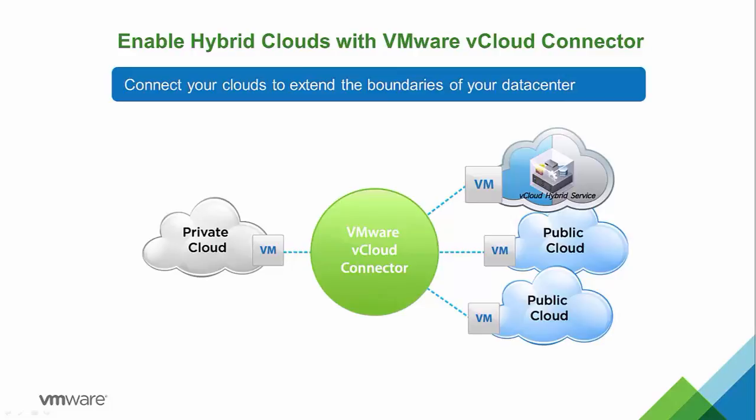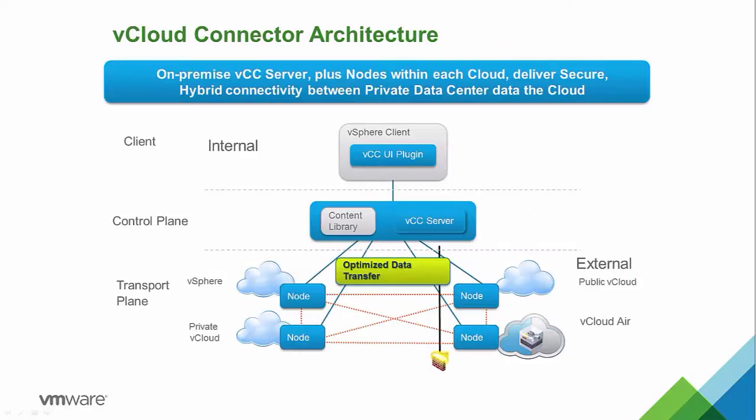With vCloud Air being built on the same trusted vSphere platform as your on-premise data center, workloads, applications, and virtual machines can be moved with minimum of fuss and minimum of configuration. Okay, so let's take a look at the vCloud Connector architecture. An on-premise VCC server plus nodes within each cloud you wish to connect delivers secure hybrid connectivity between private data center and the cloud.